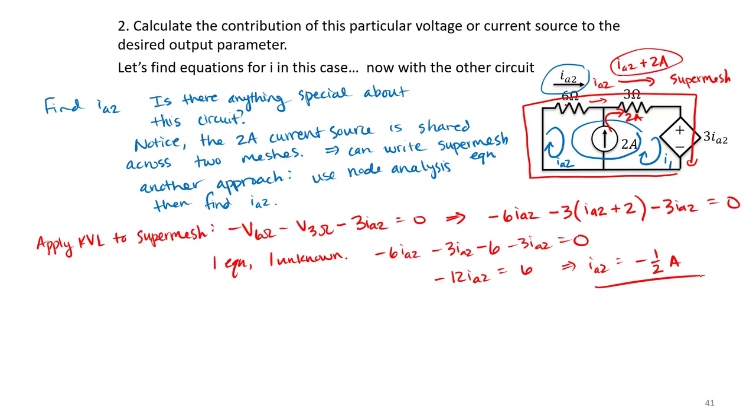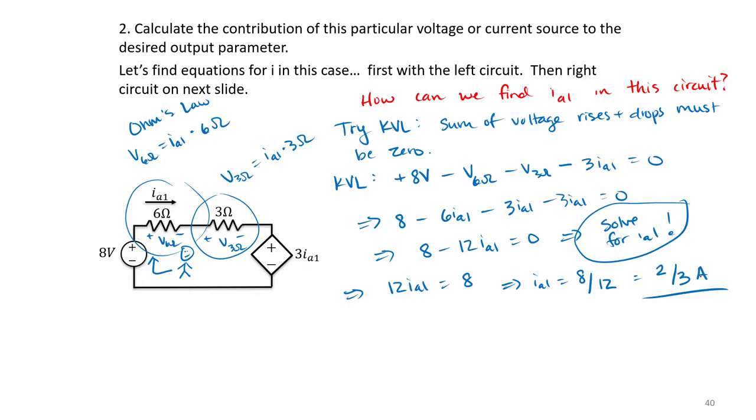So it's kind of cool, right? We get to apply different circuit tools depending on our circuit. This second circuit required a supermesh, while our first circuit required Kirchhoff's voltage law. So you want to be comfortable using all different types of tools when solving superposition problems.